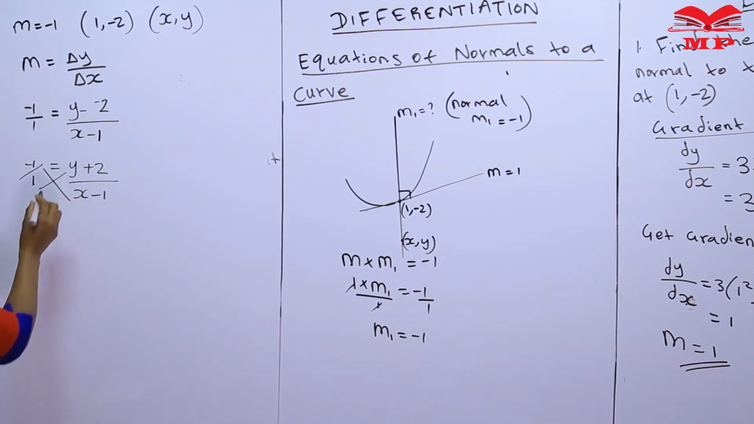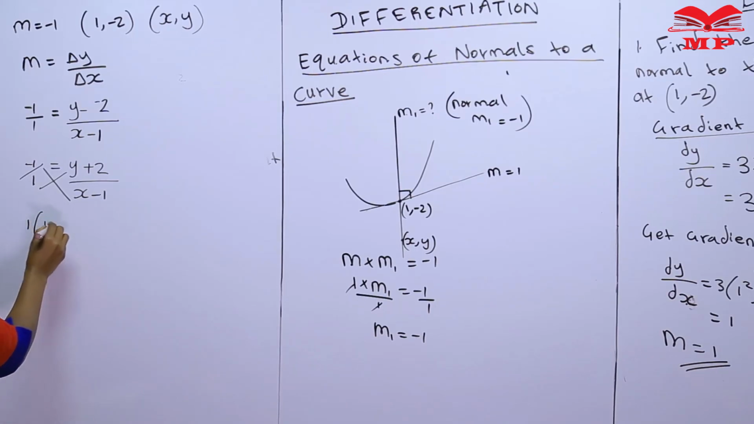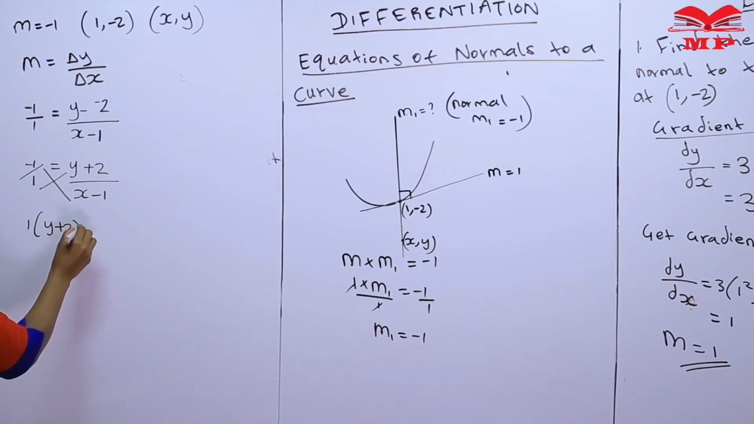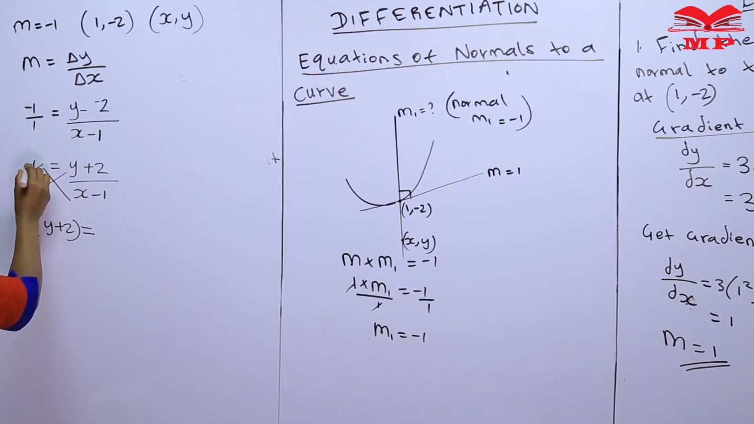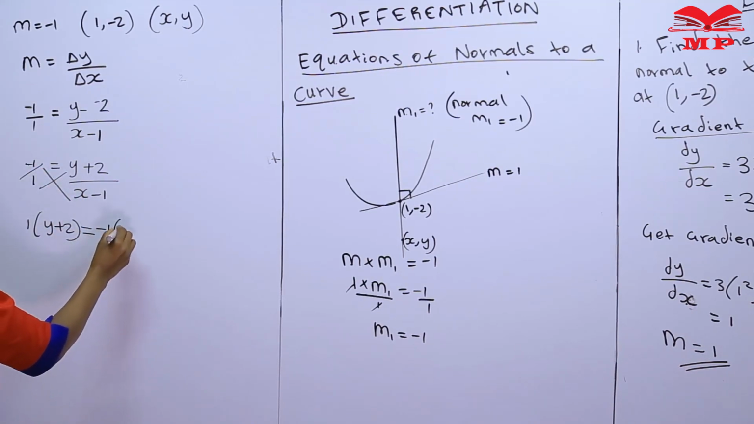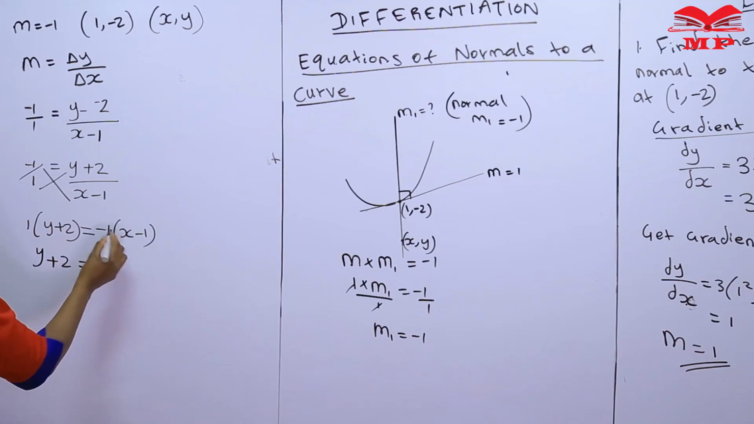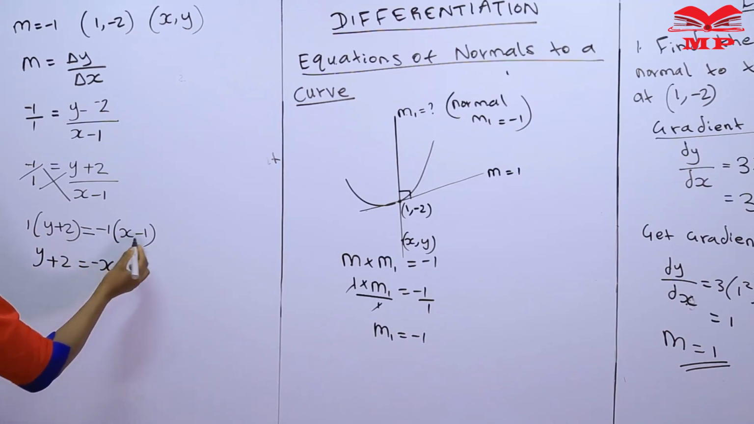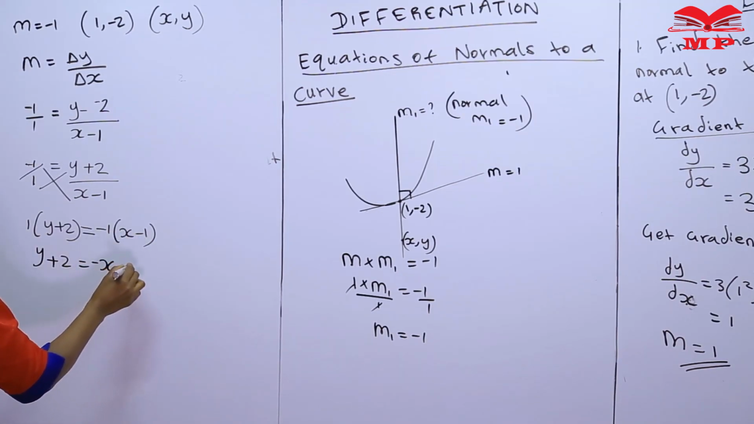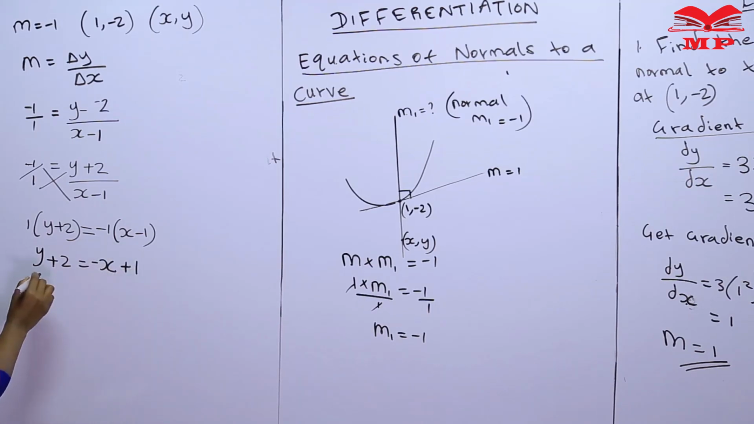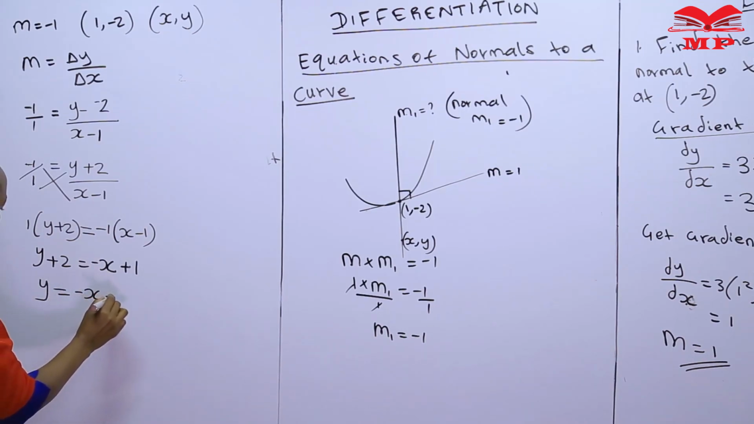So we can cross multiply. We have 1 into bracket y plus 2 is equal to -1 multiplied by x minus 1. Then we open the bracket. So we have y plus 2 is equal to x times -1, negative x, and -1 times -1, we have positive 1. And therefore, we have that y plus 2 is equal to -x plus 1.